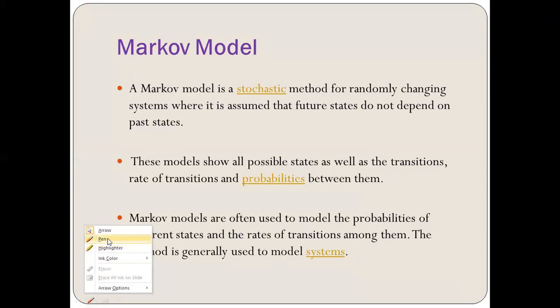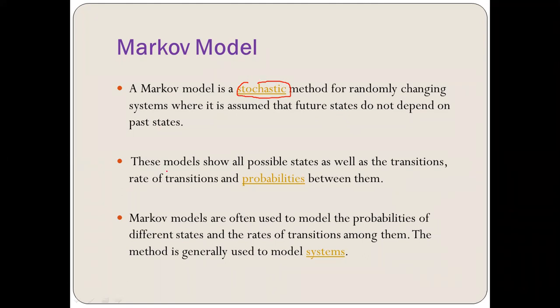A Markov model is a stochastic method. Now, when I say stochastic method, it means a randomly changing system. That means whenever I am going to predict the future, the future is dependent on the present state, not on the entire past. So that is called the stochastic method.